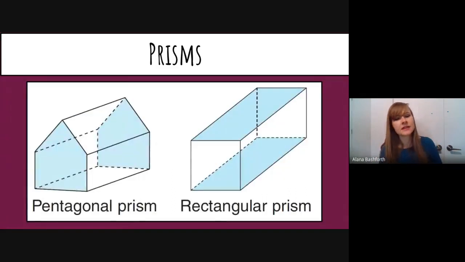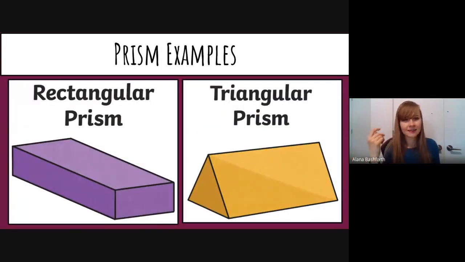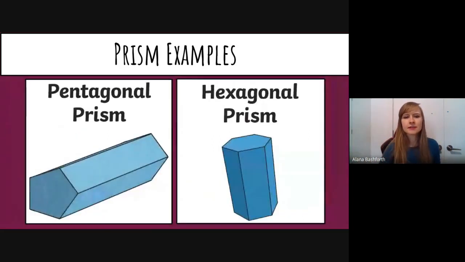Here are some examples. On the left is a pentagonal prism, which kind of looks like a house in this case, but it's because the two end pieces have five sides. And then the rectangular faces make it a prism because there are two pentagons. Rectangular prism: two rectangles that are connected with four more rectangles. Here's another example of a rectangular prism, and there's a triangular prism, so two triangles connected with rectangles.